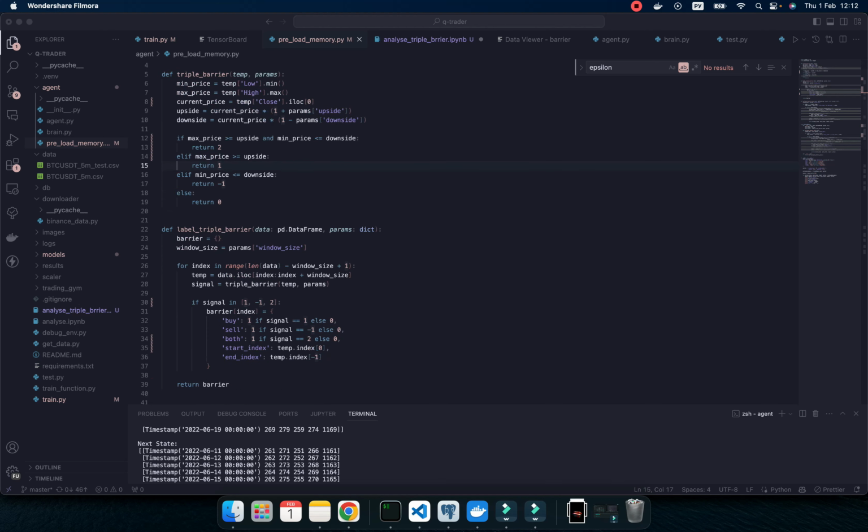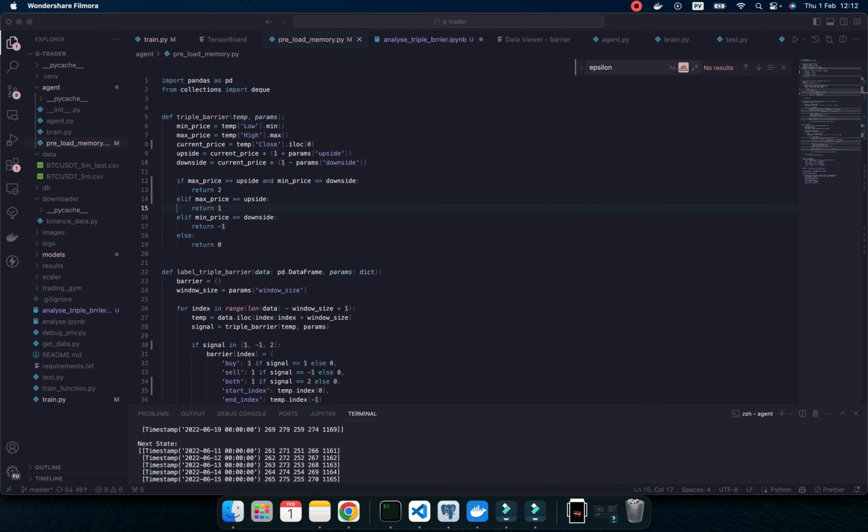Let's review a couple of methods. The first method is triple barrier. This is a simple method. We input some piece of data, like temp, and another argument, which is parameter. This is a dictionary, and inside this dictionary we have some parameters like upside and downside, for example 1% or half a percent. Okay, let's look at minimum price and maximum price. We define the minimum price and maximum price inside this temp. Then we calculate the current price. Then we calculate our upside and downside.